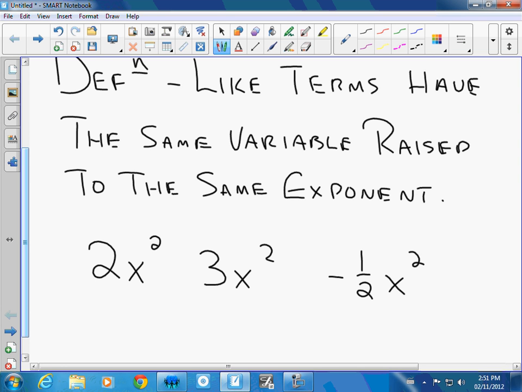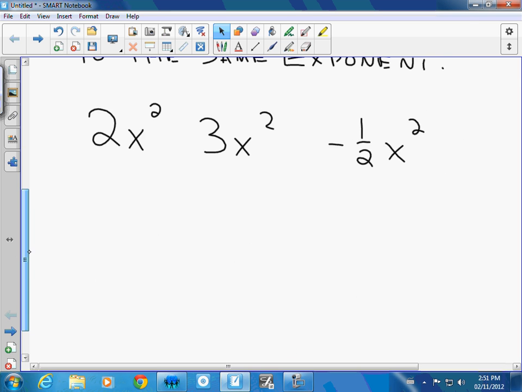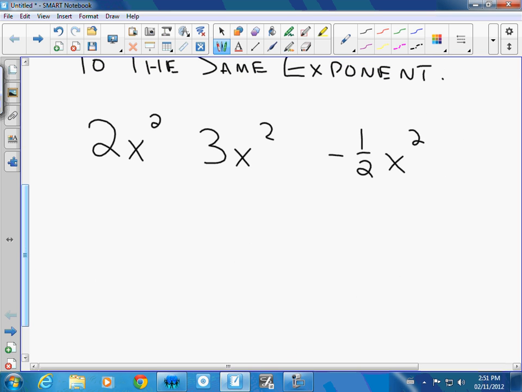So what are unlike terms then? What I said earlier. Yeah, but why? Because they're not the same variable and not raised to the same exponents. Okay, you're getting there. All right. Let's just be clear about that. All right, so these are called unlike terms.